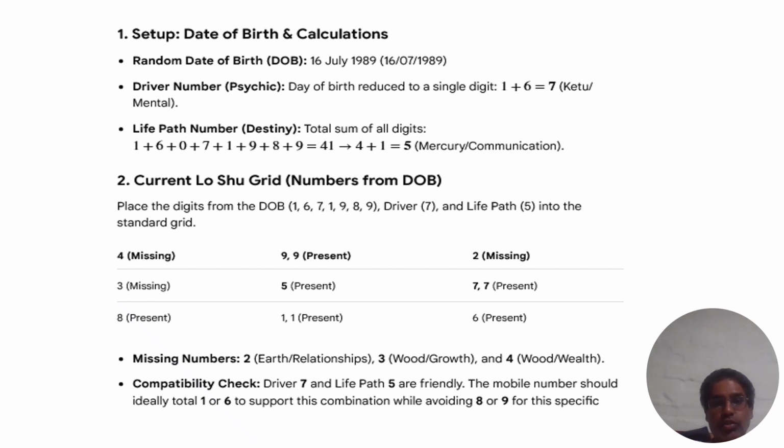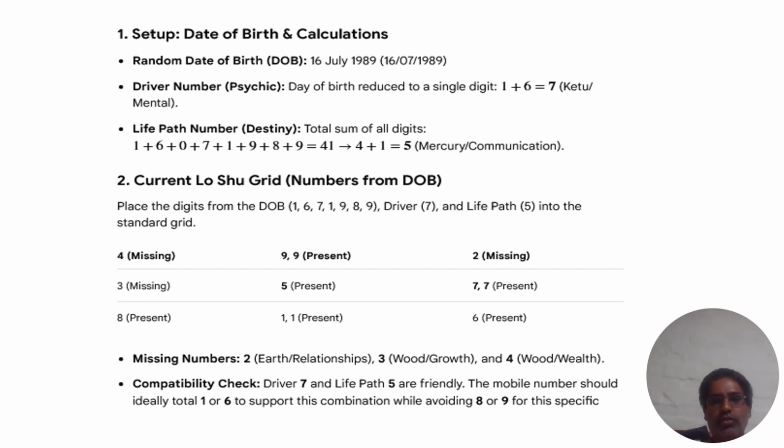Okay, so this is a Lo Shu Grid, guys. Once you put the numbers in, it will tell you what is missing and what is present. So here the missing numbers are 2, 3 and 4. Four is mainly for wealth. Three is for growth, communication and wisdom, dealing with your elders, your forefathers, more to do with your ancestors a little bit.